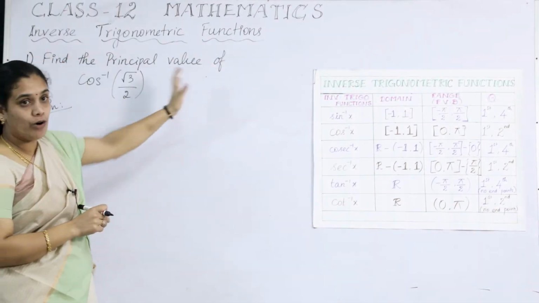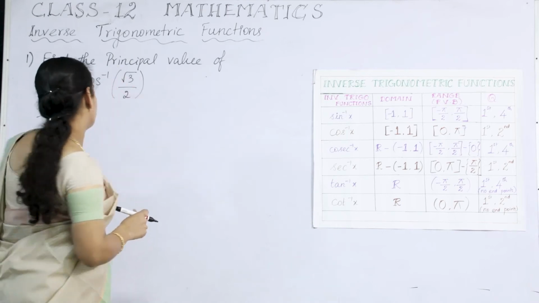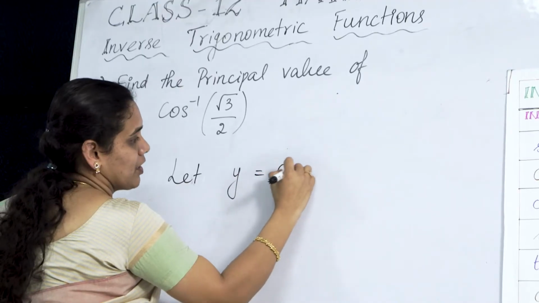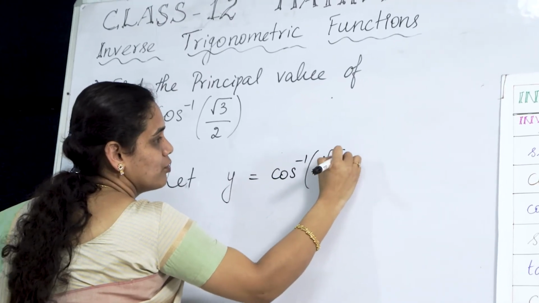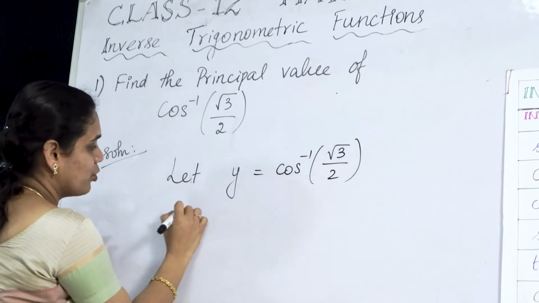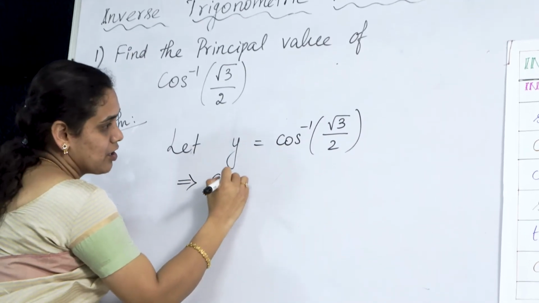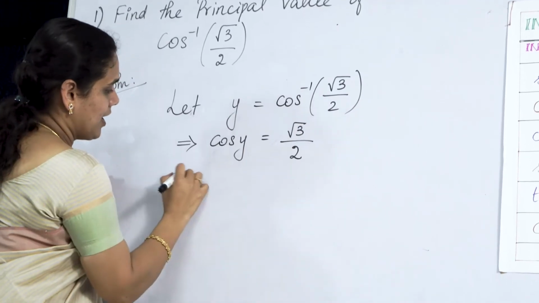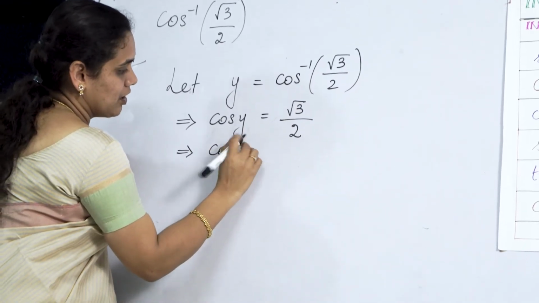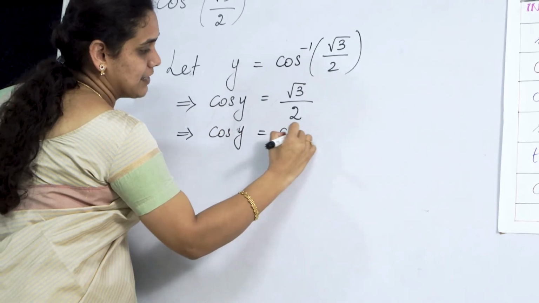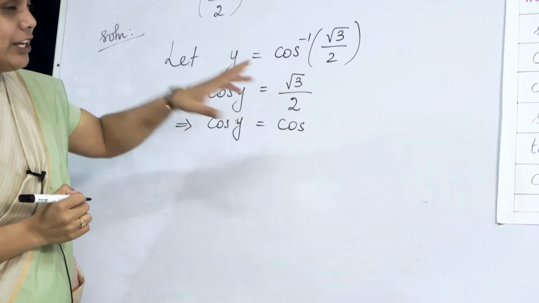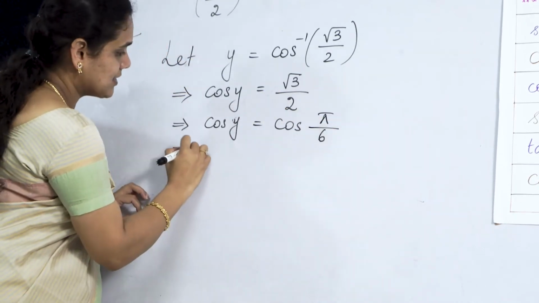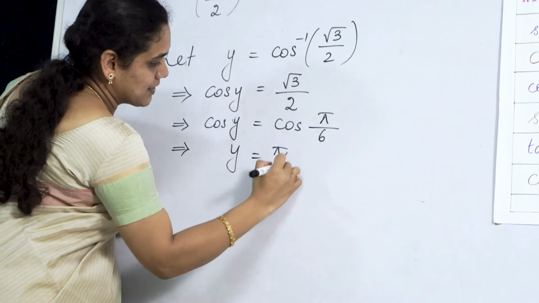Find the principal value of cos inverse of root 3 by 2. Alright, let's take this one as y. y is equal to cos inverse of root 3 by 2. So we can write this as cos y is root 3 by 2. Okay, and we all know that cos 30 is equal to root 3 by 2. So in terms of radians, we write this as cos pi by 6. So in this case, y equals pi by 6.